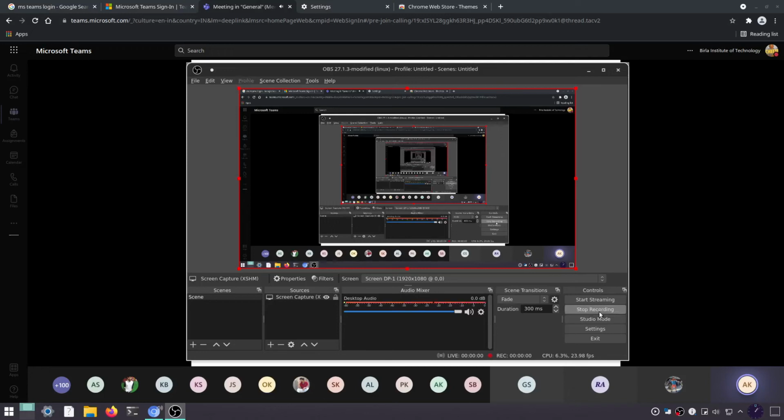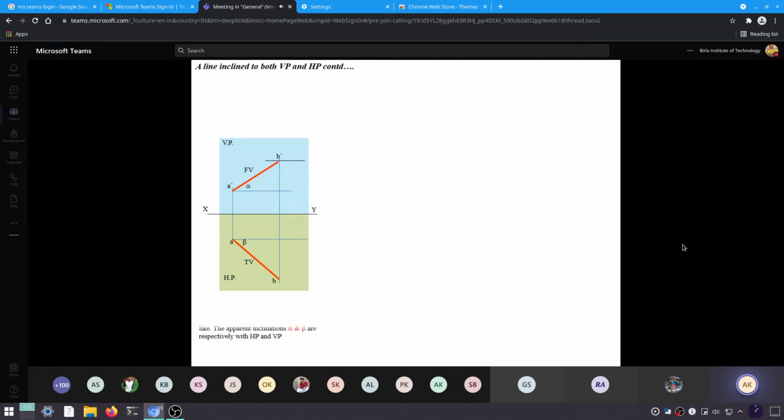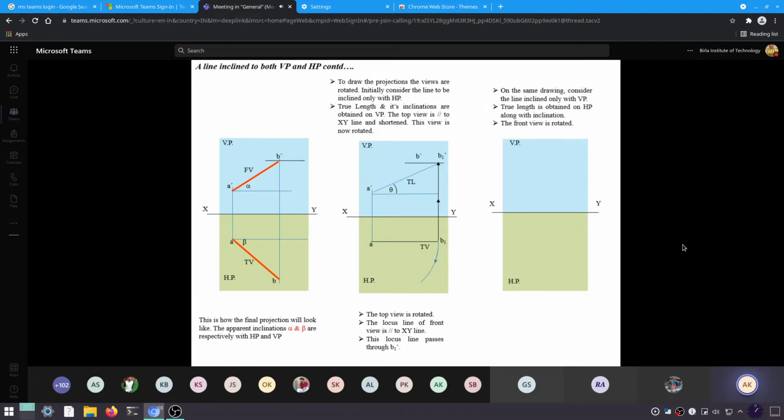The line inclined to both the principal planes, right? So in the last class, Dr. Arkadev talked about a line inclined to both the principal planes, right? The screen is visible to all of you.